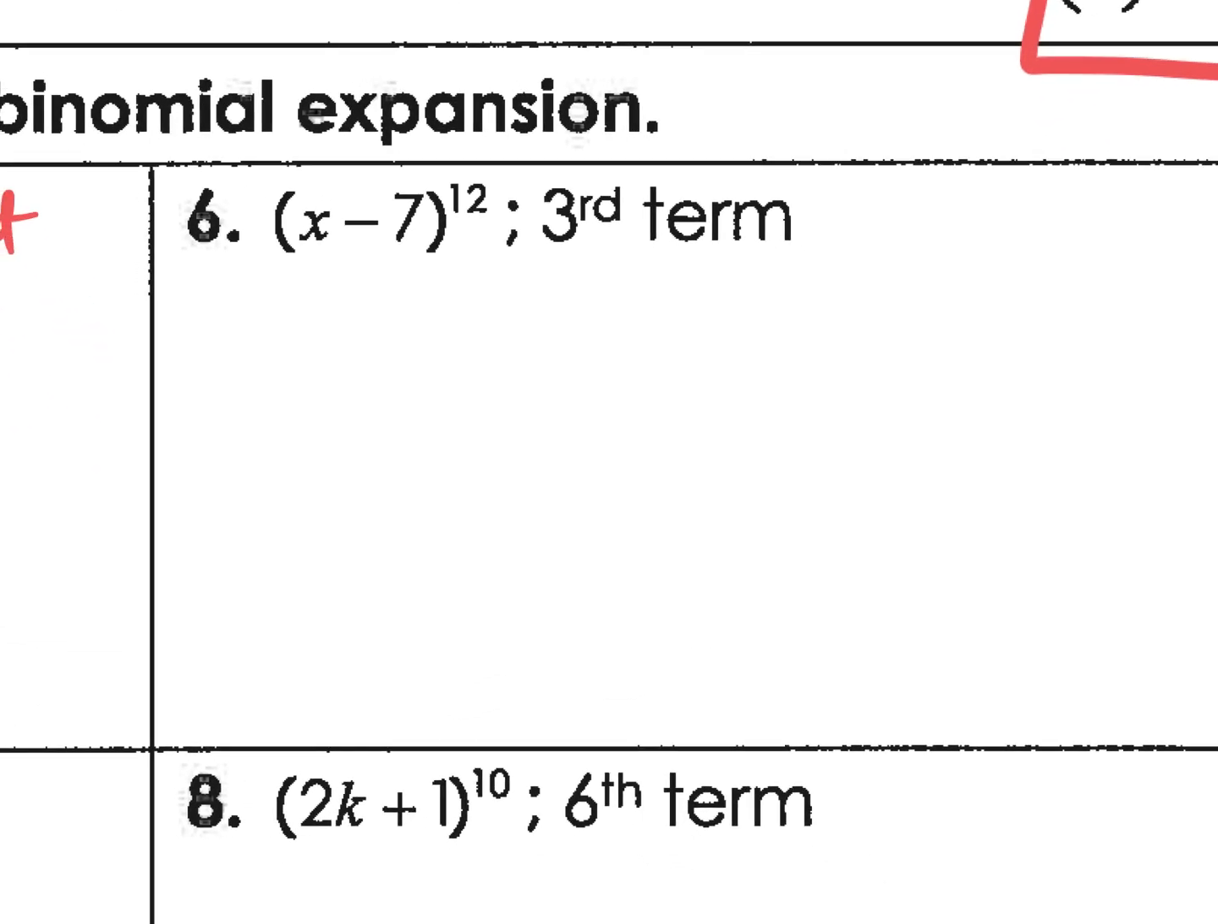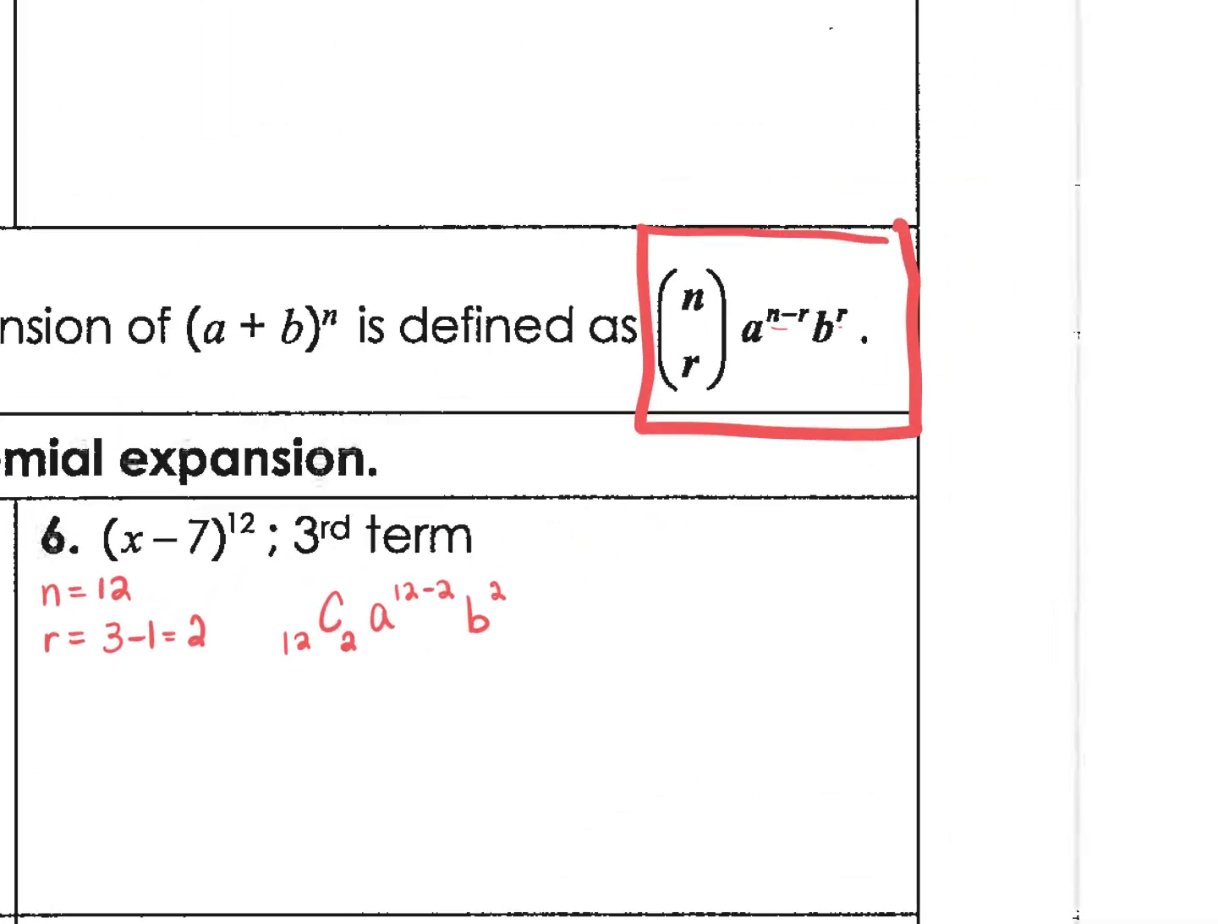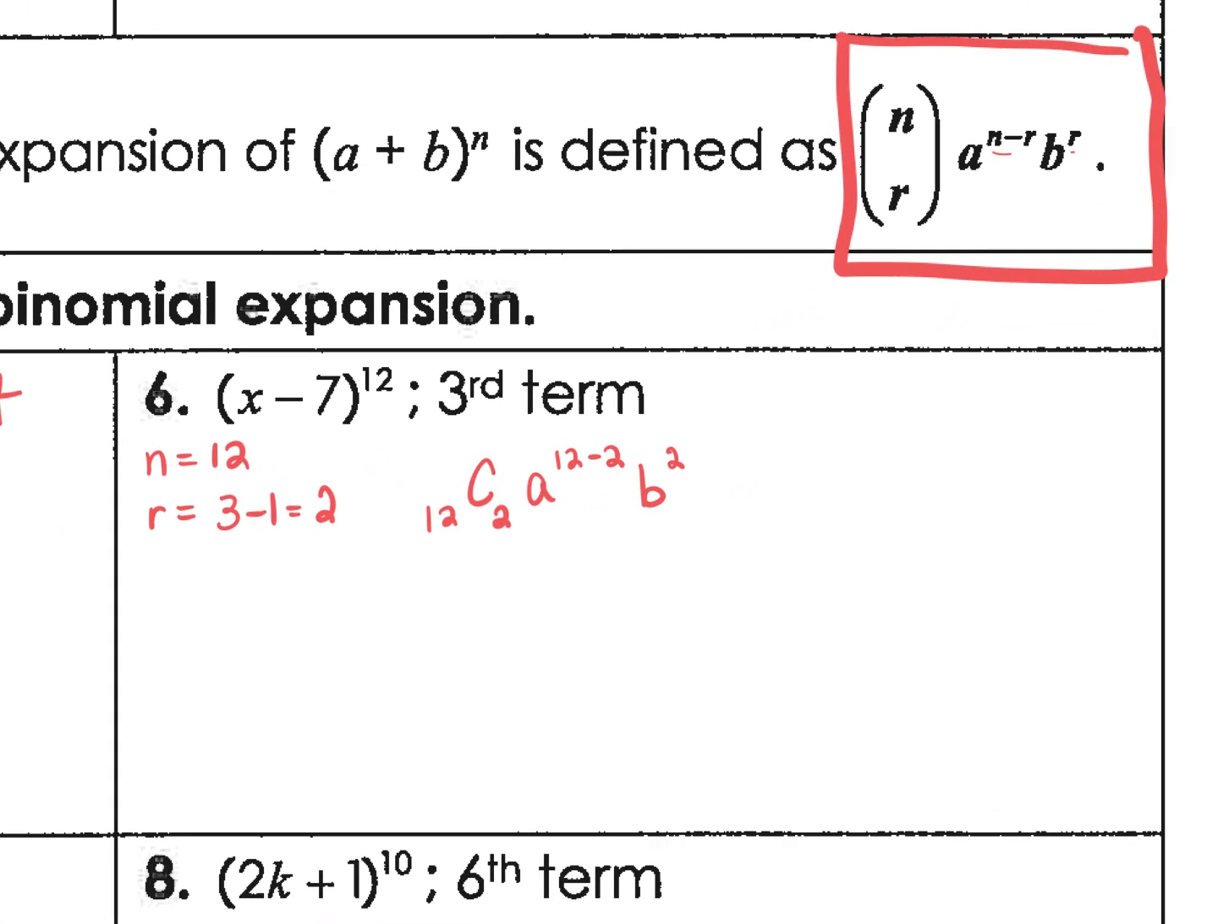So we want, first thing you have to list is N and R. What is N for this guy? 12. What is R? Good. It is term minus 1. So R is 2. So if we're going to set this up, we are going to do nCr, A to the N minus R, B to the R. Right? I literally just copied that from this and plugged in numbers.